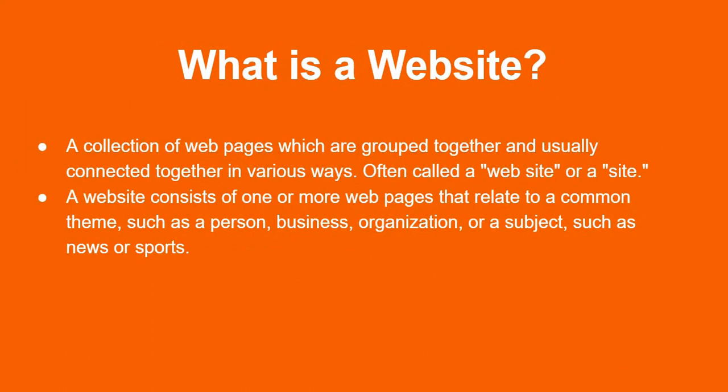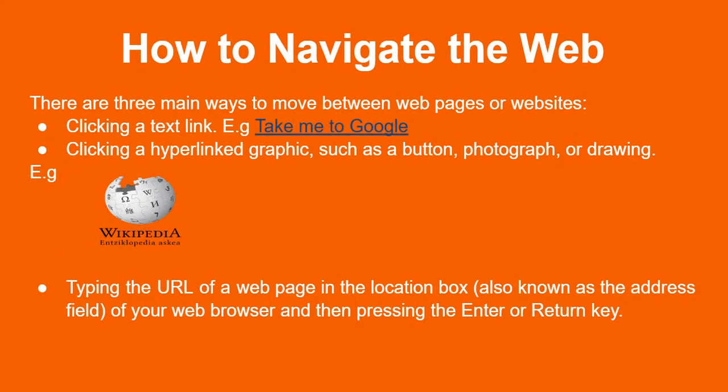Now, what is a website? Websites consist of one or more web pages. A collection of web pages is called a website. These web pages are related to a common theme, like an organization, a person, or business, or news outlet. The first page of a website is called the home page. From the home page, you can click links to access other pages on the site or other resources on the web.